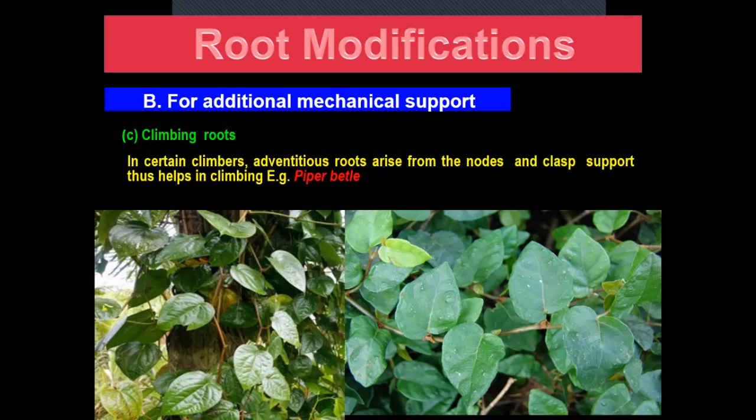And climbing roots. In certain climbers, adventitious roots arise from the nodes and support the plant in climbing. For example, betel vine, Ficus pumila, Kodiyathi. This was the example for climbing roots.